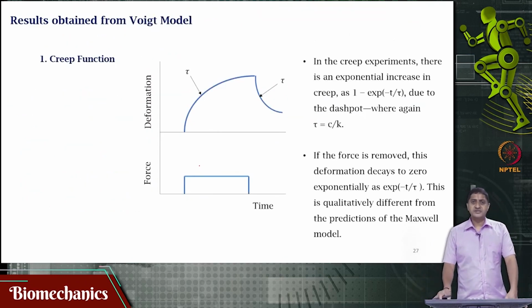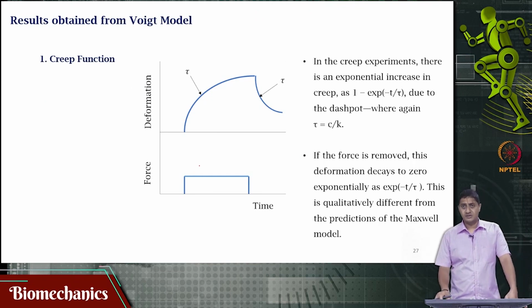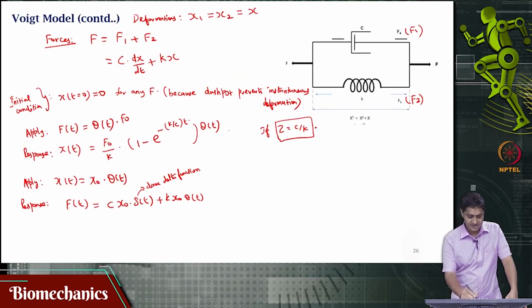So, what are the predictions and what are the results from the Voight model? In the creep experiments, initially there is an exponential increase in creep, as in 1 minus e power minus t by tau. Where do I know have this? That is this, is it not? 1 minus e power minus t by tau.